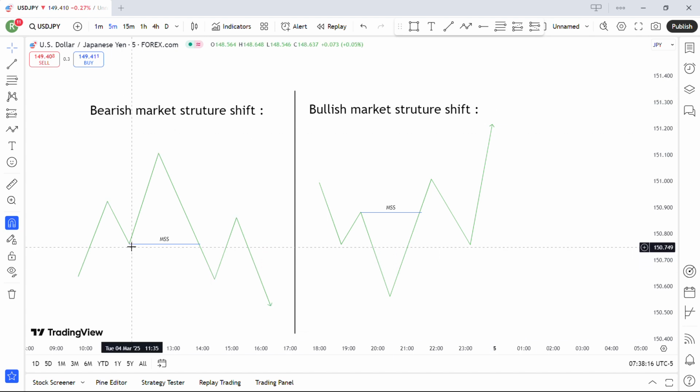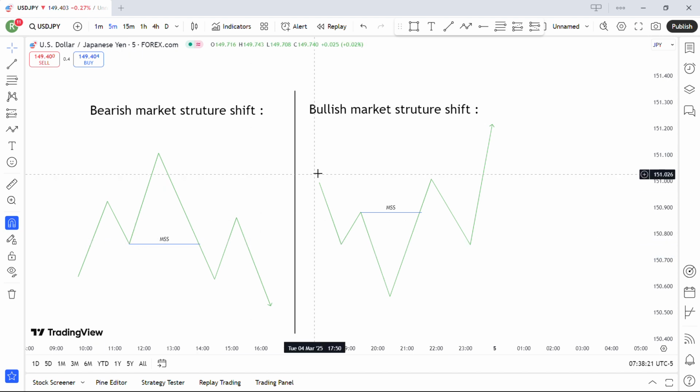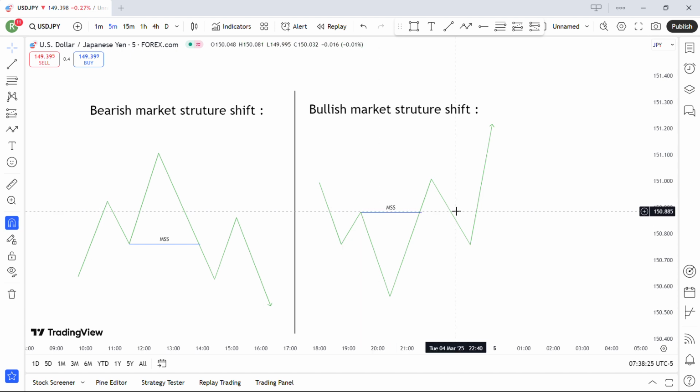When the market breaks this low, it is known as a market structure shift. When the market breaks out this high, it is known as a market structure shift. There are two types of market structure shift. In the next video, I am going to upload how to combine market structure shift with liquidity. So you can understand how to use market structure in this concept.